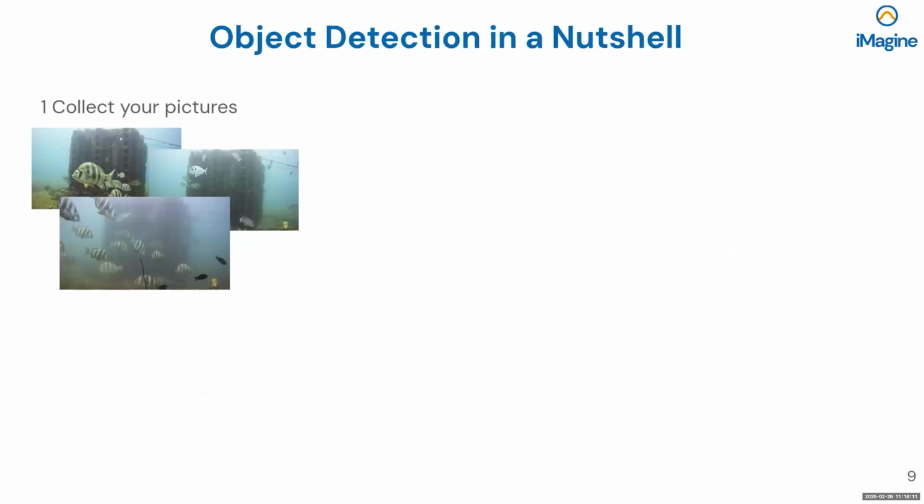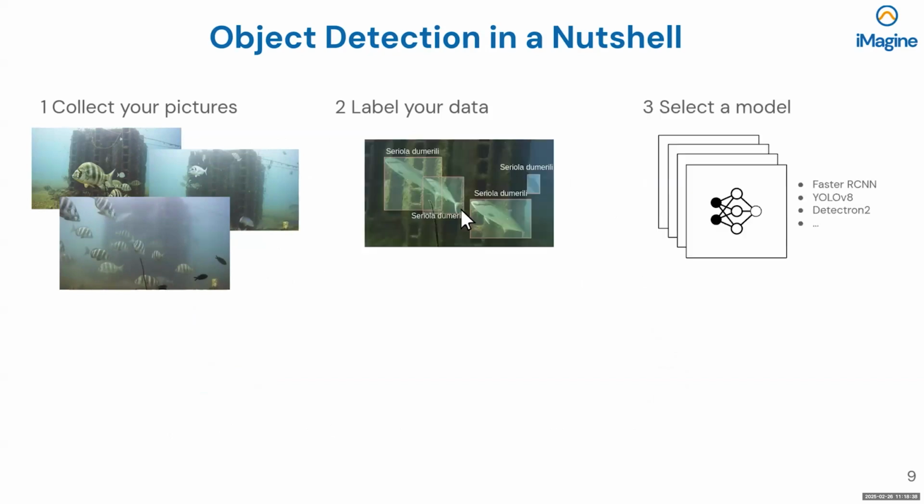Okay, so what are the steps in an object detection application, in this case for fish monitoring? First step, of course, is to collect pictures, like the ones here. Then you need to label the data, because we are going to transfer our knowledge about fish to a machine. So we need to tell the machine what is a fish, what kind of fish it is. So we are doing it by labeling the data. Then we need to select a model. There are a lot of different AI models out there. We need to select one.